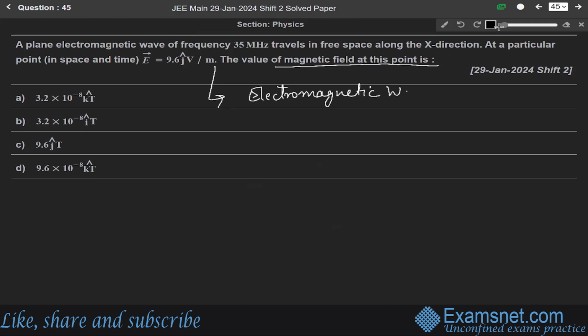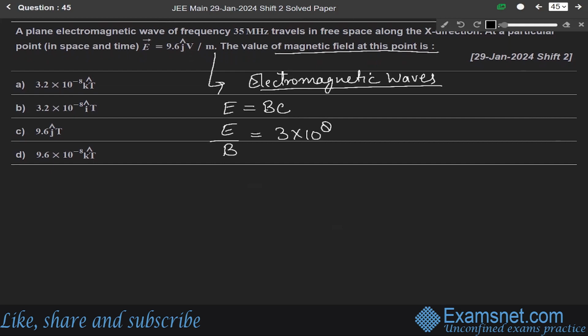There is a very simple formula for solving this question, and that formula is E equals to BC. Now, from this, E upon B will be equal to 3 into 10 to the power 8. We have to find the value of magnetic field. Magnetic field means B equals to E by C. And E is given what?